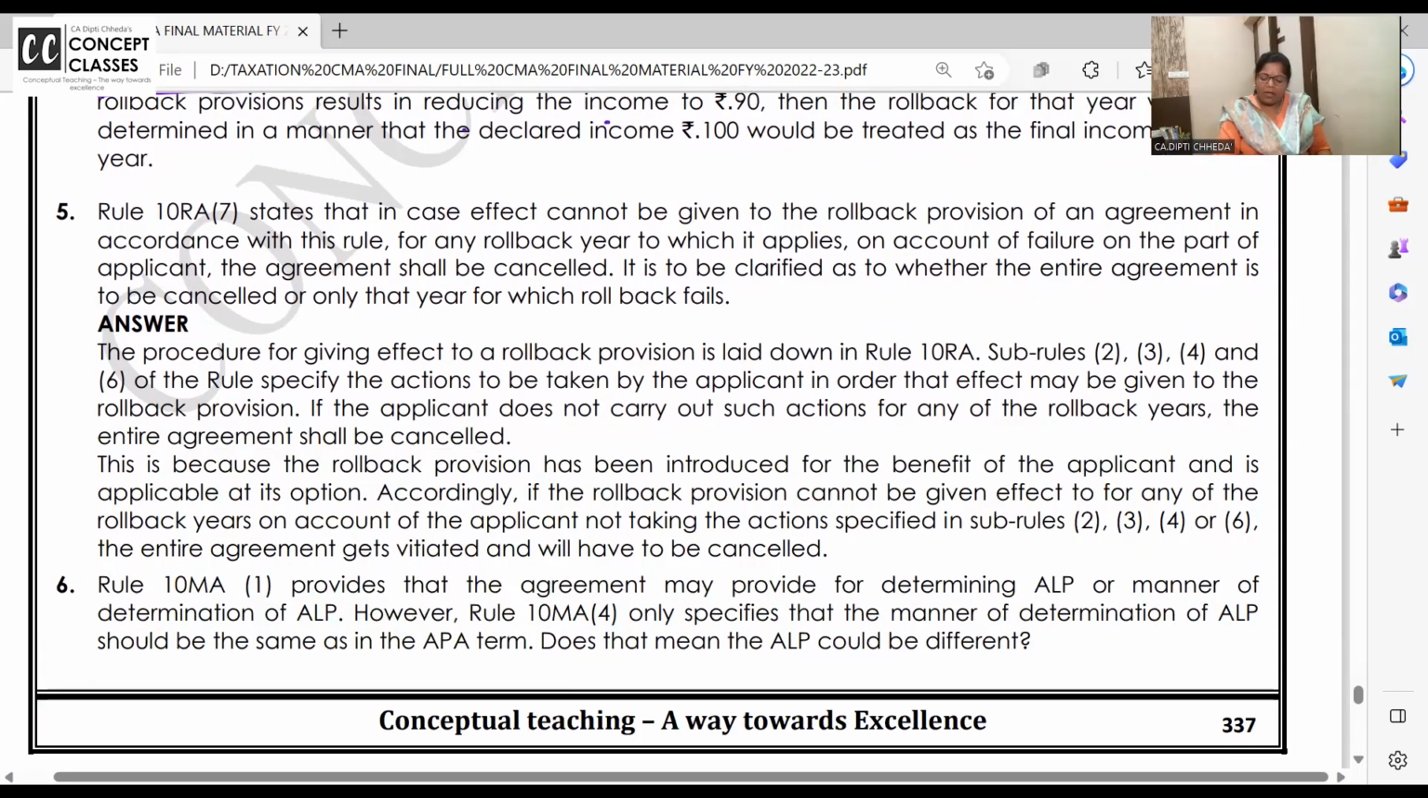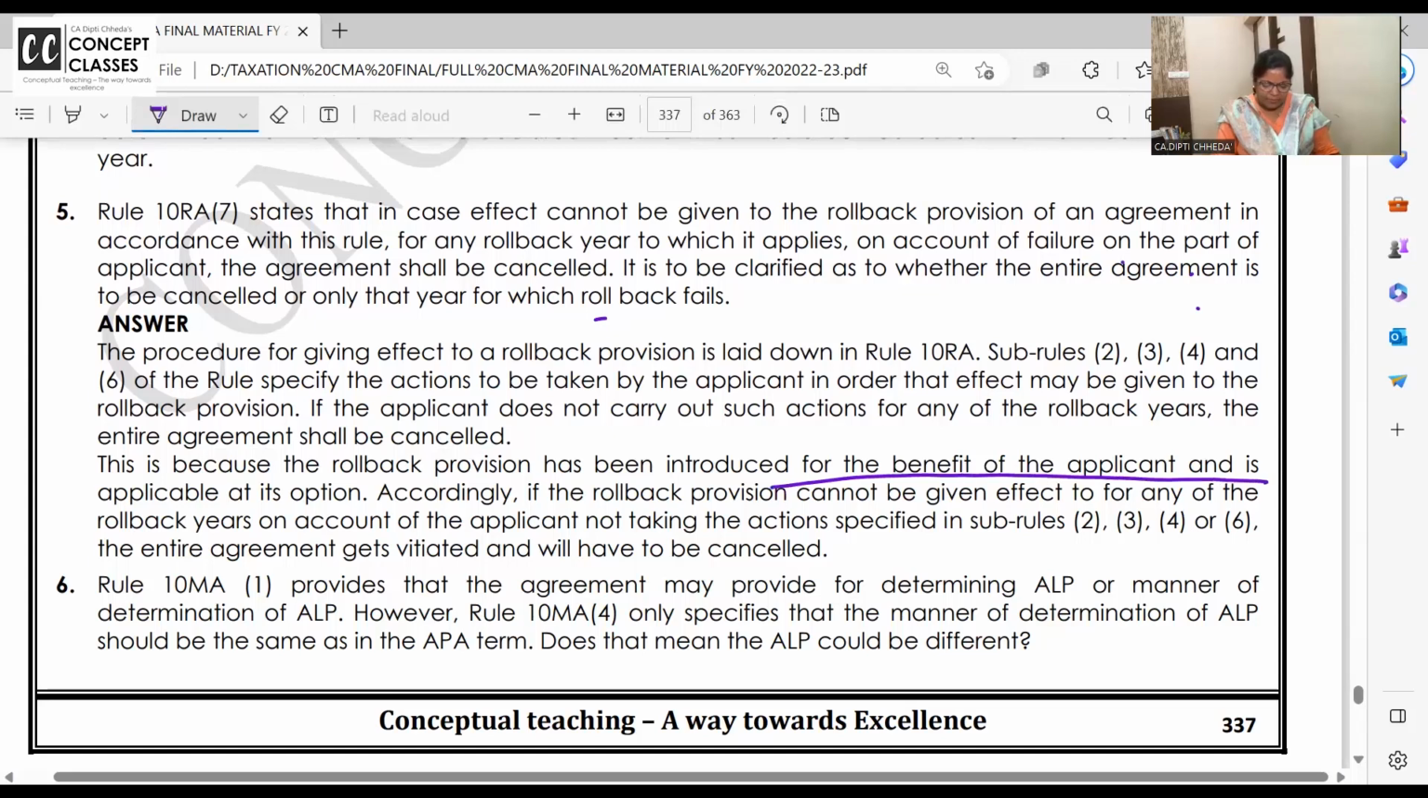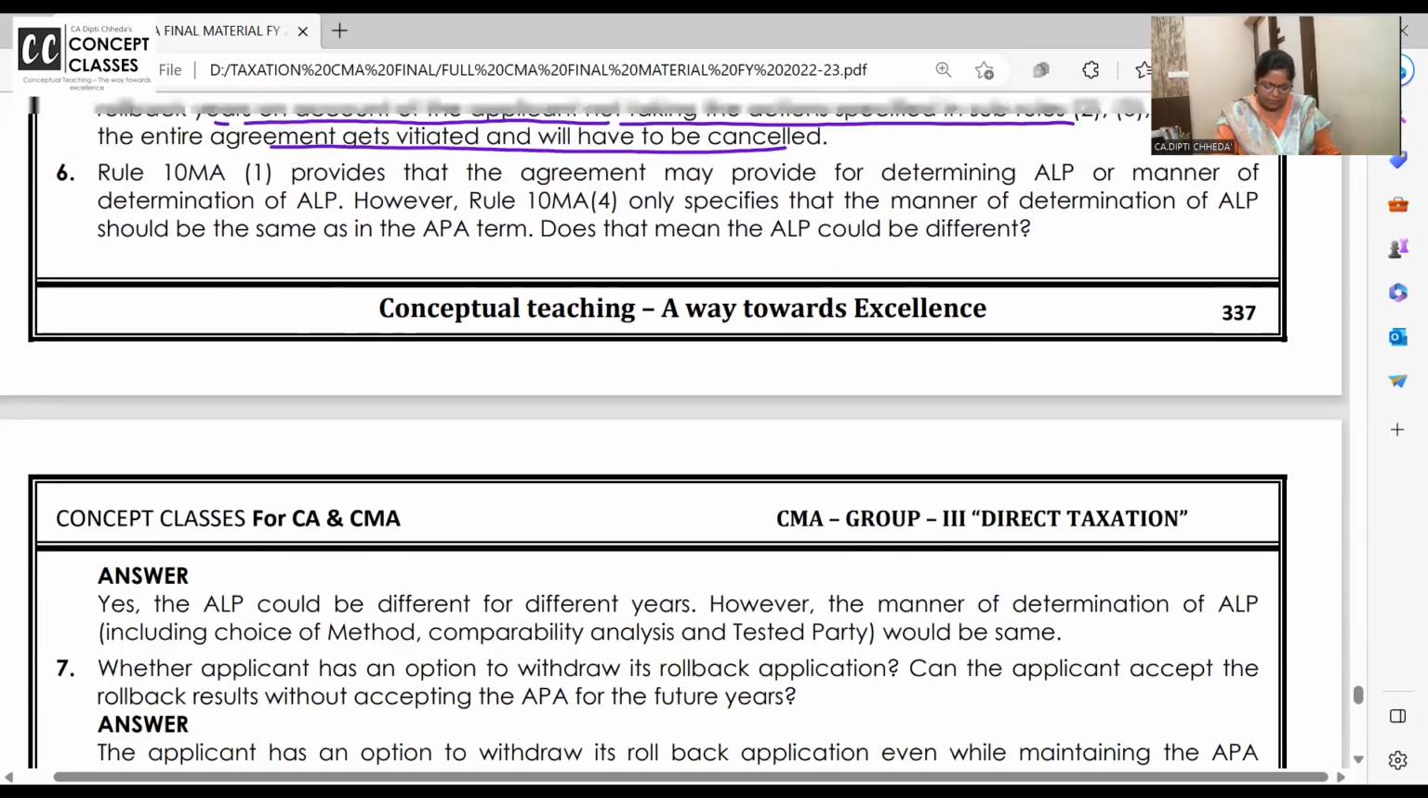Okay, rollback provisions: if on account of failure on the part of the applicant in any year the agreement shall be cancelled. It is clarified whether the entire agreement will be cancelled. Yes, rollback is for the 4 years block. If something goes wrong, the whole thing will be cancelled. Rollback provision has been introduced for the benefit of the applicant, and if rollback cannot be given effect for any of the rollback years on account of the applicant not making the application, then it is not for just 1 year, either go for all or don't go at all. Okay.